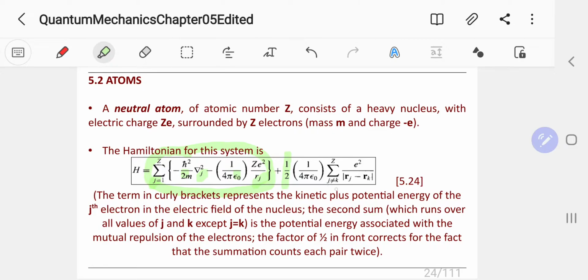This also, for each J and K, you will have here Z times Z minus 1 terms. So depending on the number of electrons, you have a long Hamiltonian, but if you have fewer electrons, you have shorter Hamiltonians.